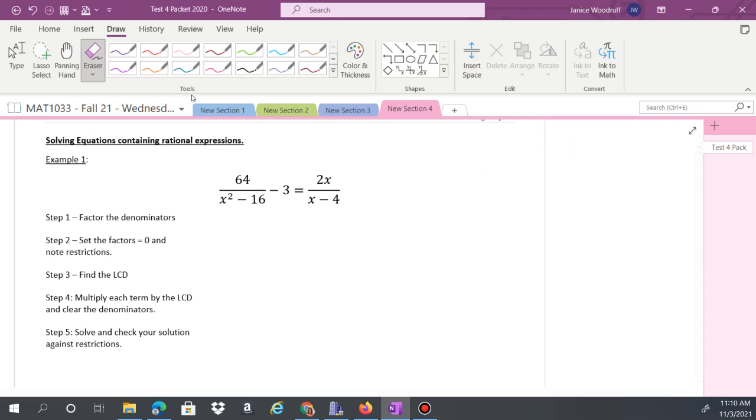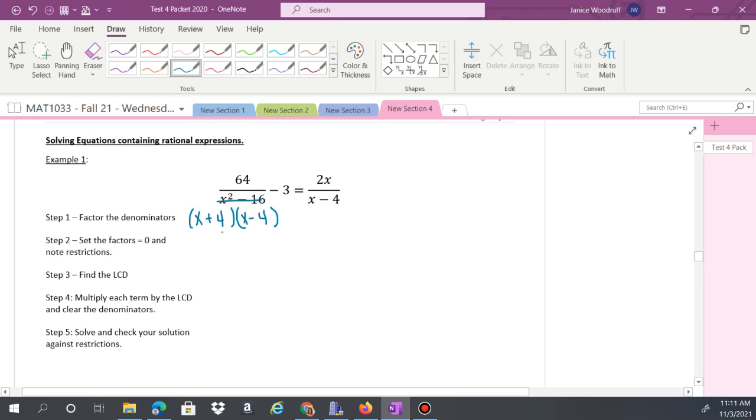So we want to follow the steps. The first thing we want to do is factor any denominators. So I have an x squared minus 16. That is going to factor to what? x plus 4, x minus 4. Good. Can I factor anything else in this problem? That's already factored, so we're just going to leave it.